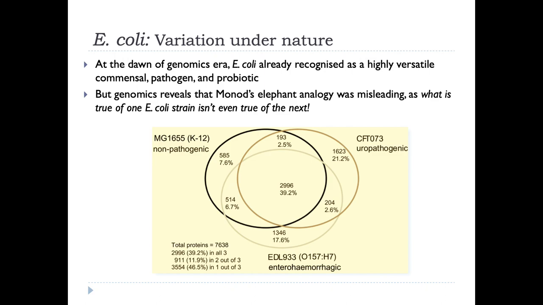So this is a Venn diagram from a paper describing the first three genomes of E. coli, three different strains. One of them was the non-pathogenic lab strain. One was a uropathogenic strain, a strain that was associated with urinary tract infection. And one was a so-called enterohemorrhagic strain associated with diarrhea, bloody diarrhea in humans. And what they found was that the number of genes that they had in common was only just 39%. There were more genes that they didn't have in common in the E. coli gene pool than they actually had in common. So this so-called core genome is actually a small fraction of what we now call the pan genome.